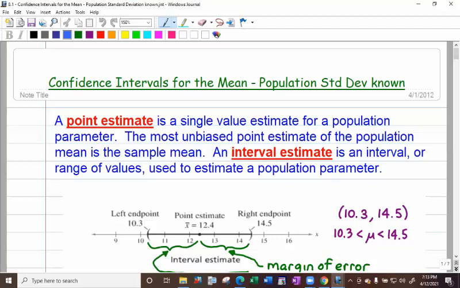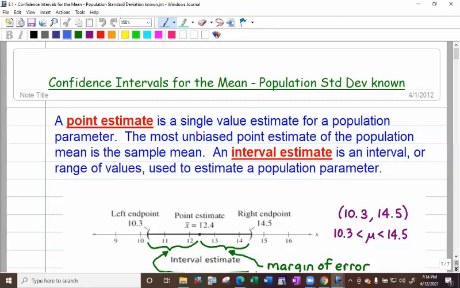Now, we're only doing the mean in this class, but if there was a second part to this class, we would probably do standard deviation and variance. In this case, we're going to be using the sample mean to approximate the population mean. So you're using sample statistics to estimate the population parameter.